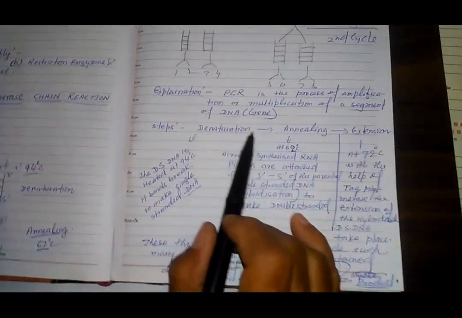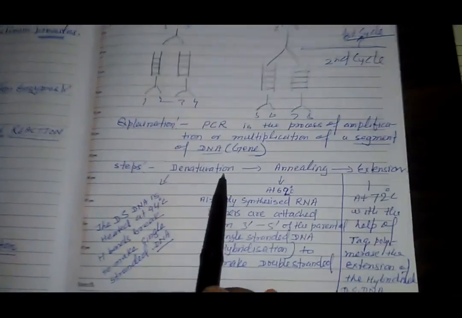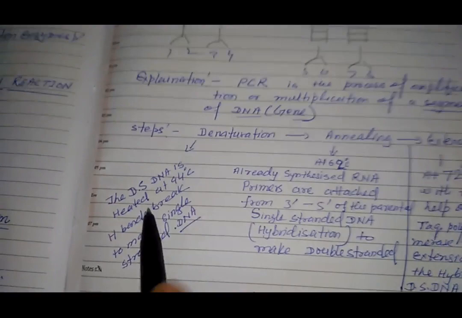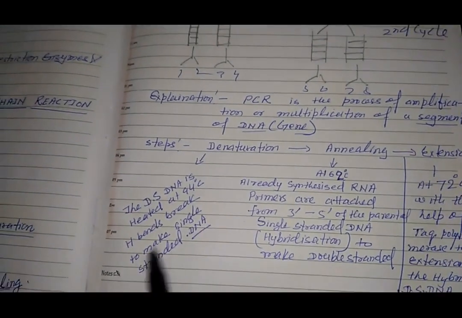So again, try to understand what happens in denaturation. The double stranded DNA is heated at 94 degrees Celsius, hydrogen bonds break, to make single-stranded DNA.